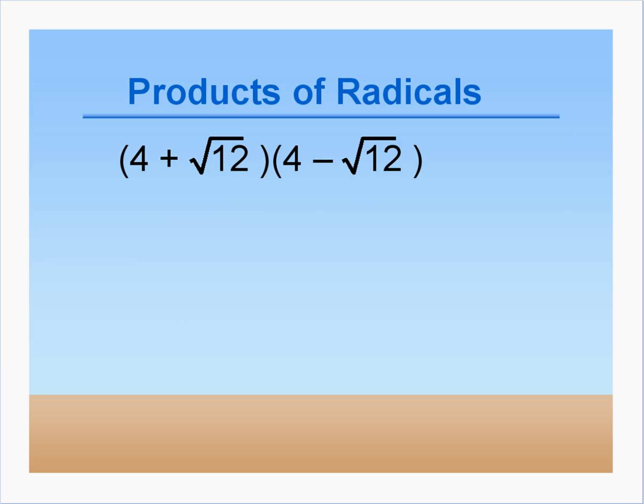Same idea here. It's like an a plus b times an a minus b. So it's going to be the first thing squared minus the second thing squared. And so this is 16 minus 12, because the square root of 12 squared, these are inverses, and you get 4. Very nice and easy to do if you recognize that form.